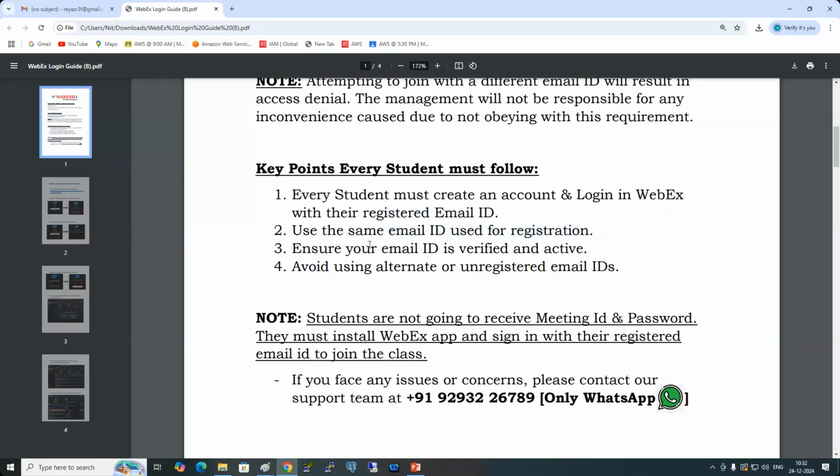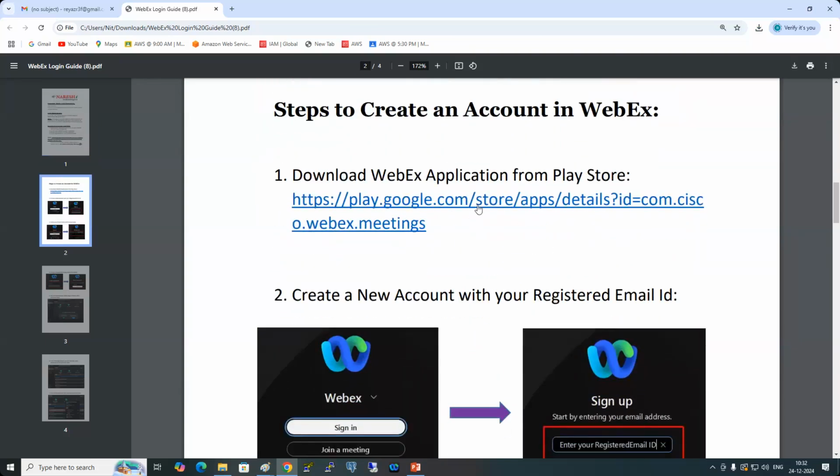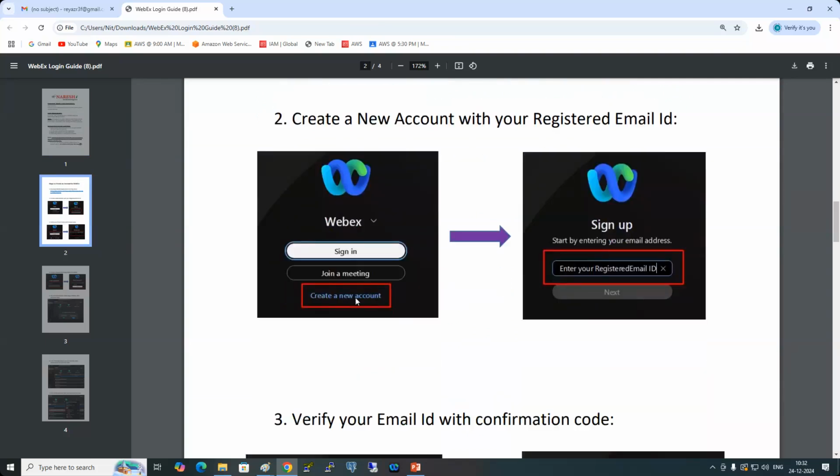Ensure your email is verified and active. Avoid using alternate or unregistered email IDs while doing it. So how to set up? Go to Play Store, download the WebEx application, and then create a new account.